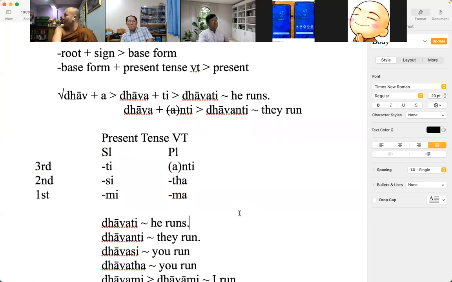Now in this lesson, you need to try to remember this present tense verb termination: di, anti, si, tha, mi, ma. Okay. And also, please don't try to memorize. Maybe you should make a postcard. Whenever you learn, whenever you open your book, put it where you can easily see it, easily read it.